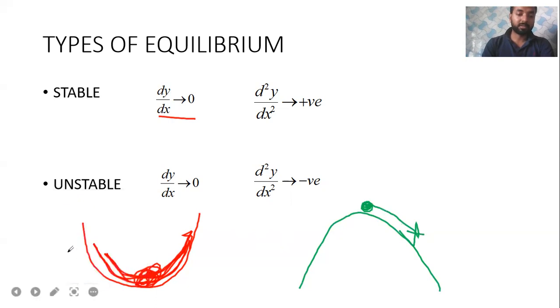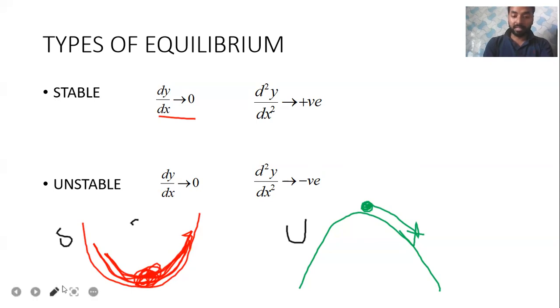So let me take this one. So this is your stable equilibrium. I'll write here: this is your stable equilibrium condition, and this is your unstable equilibrium condition. This is your stable equilibrium where the object is coming back to its position on its own. What is unstable equilibrium? When the object is not coming back to its original position on its own.